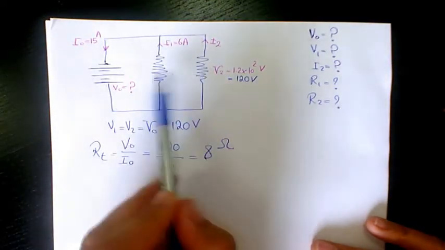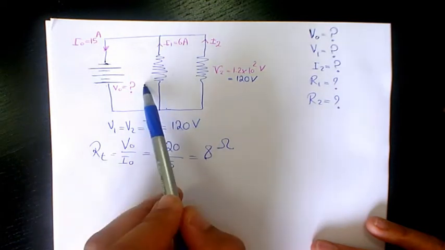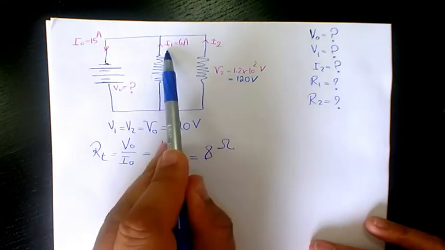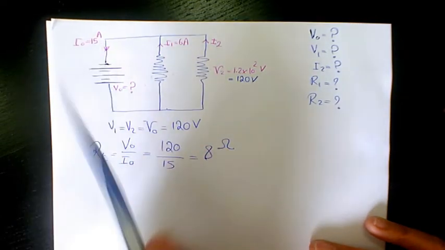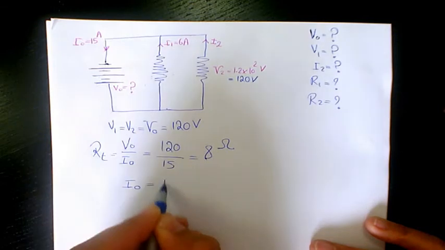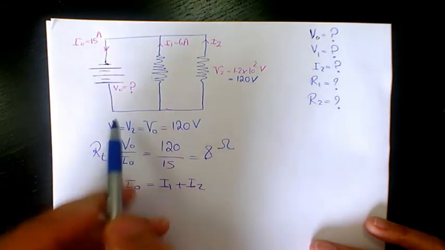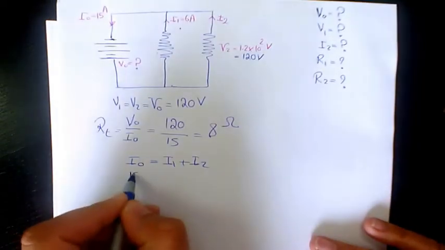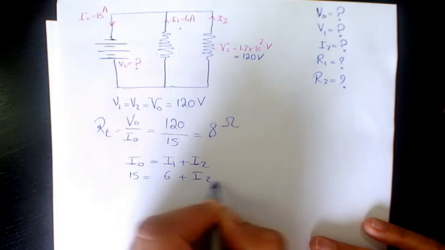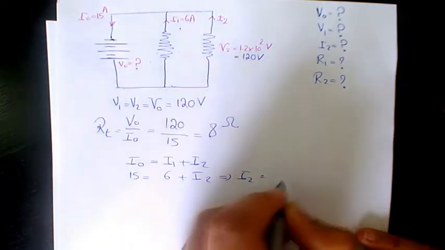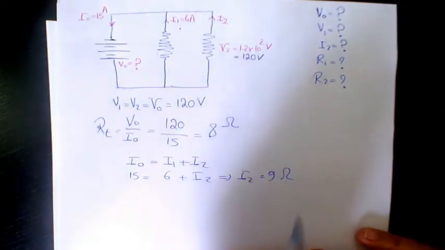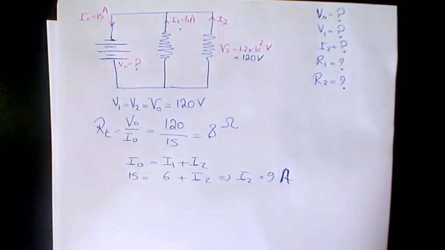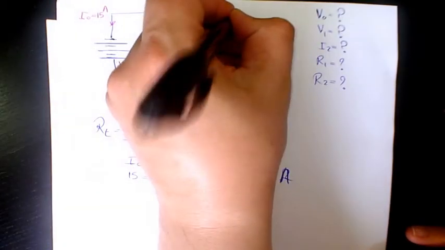So now we have these two. None of them are given. Let's find out the I2. I1 is given. The total I is 15. So we know I naught equals I1 plus I2 because it's going to branch out in here. I1 is given, which is 6. So we have 15 equals 6 plus I2. Therefore, I2 is going to be 15 minus 6. That's going to be 9 ampere. So here we are dealing with then 9 ampere.